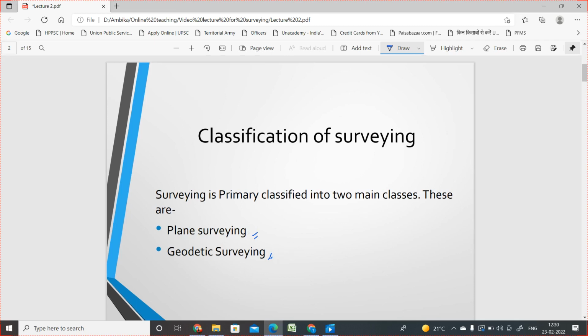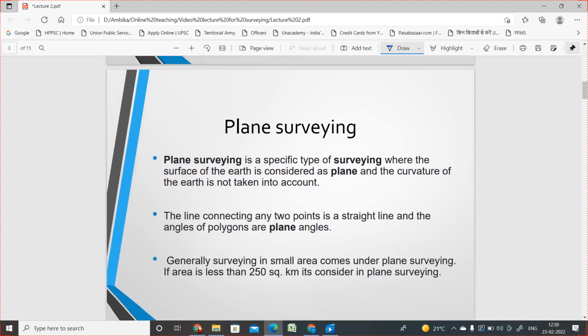Generally in each and every exam on surveying there is a main question: what is the main difference between plane surveying and geodetic surveying? Being a surveyor you should know what plane surveying is and what geodetic surveying is. So let's see what they are.